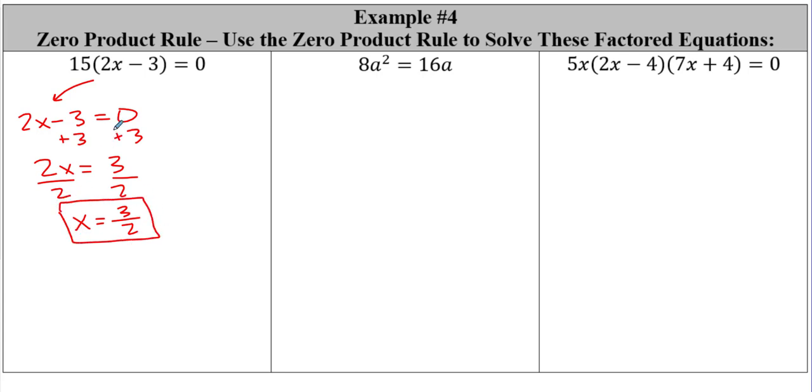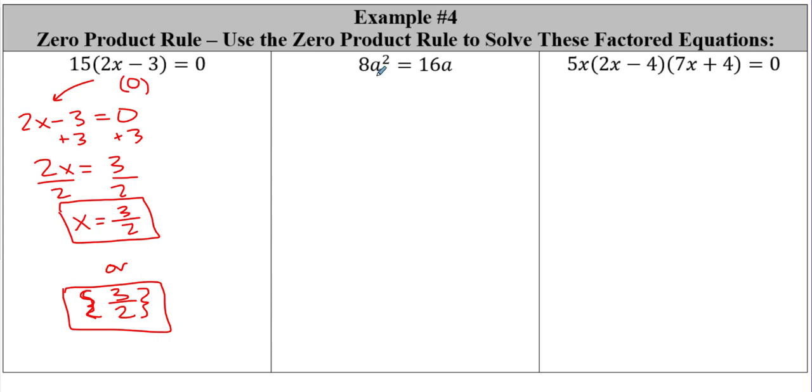So this tells us if we put in 3 halves for x, that's going to make this piece a 0. And then 0 times 15 would give me 0. So this is my solution. You could write it as x equals, or you could do your little set notation, fancy squiggly brackets, and put it like that. All right, second example.